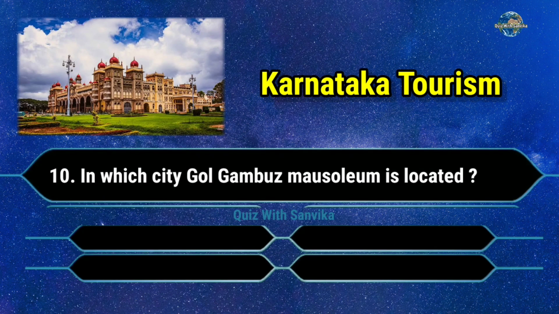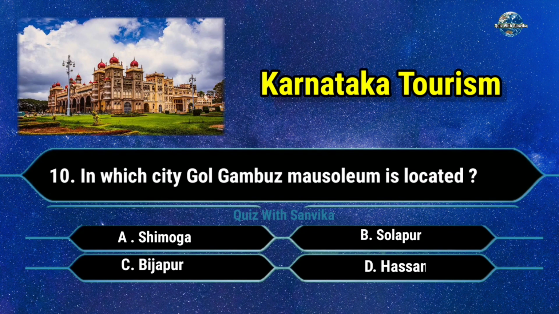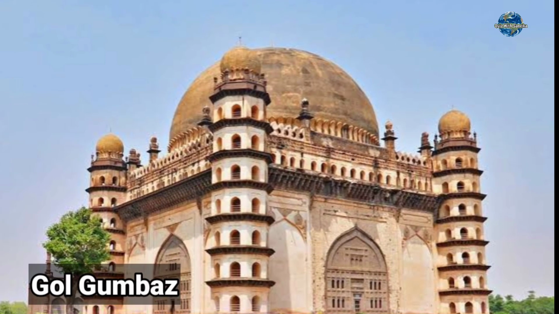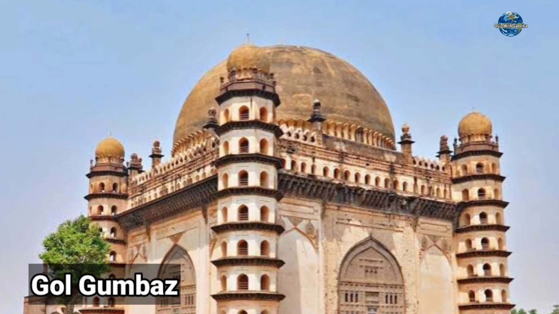In which city is Gol Gumbaz located? Options are A. Shimoga, B. Solapur, C. Bijapur, and D. Hassan. Answer is C. Bijapur. Gol Gumbaz.